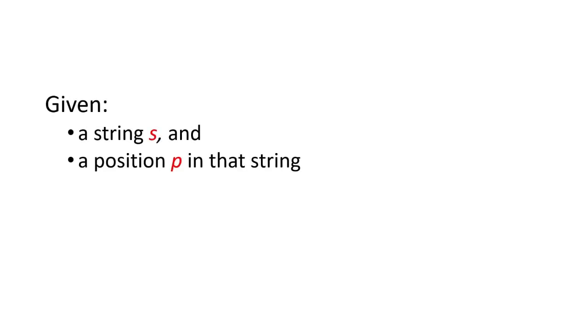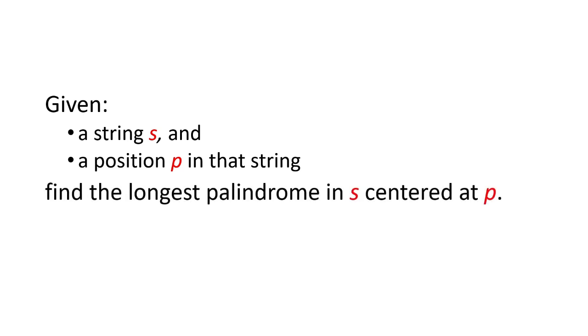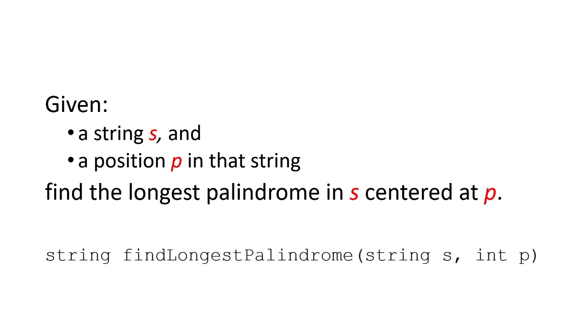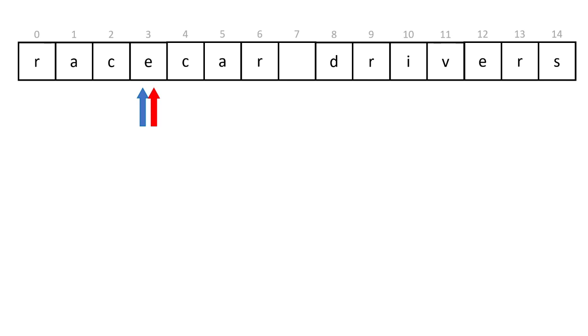So the question we have is, given a string S and a position P in that string, find the longest palindrome in S centered at P. And so we should write a function something like this. So let's look at what that would look like. I've got a string, I have a point, and I'm going to start two pointers there and just slowly but surely move them out as long as we still have a palindrome, and boom, now I have the longest palindrome.